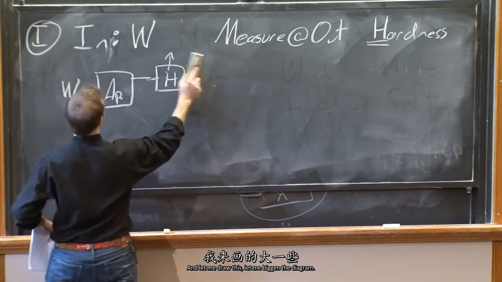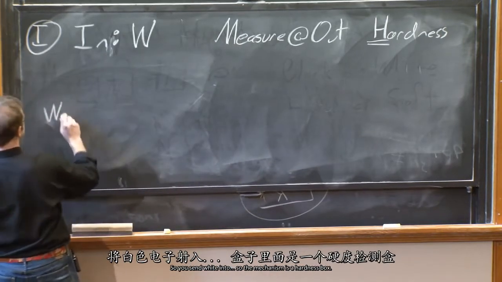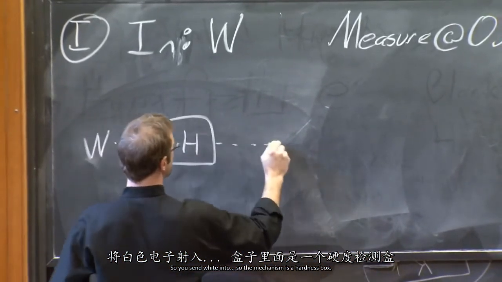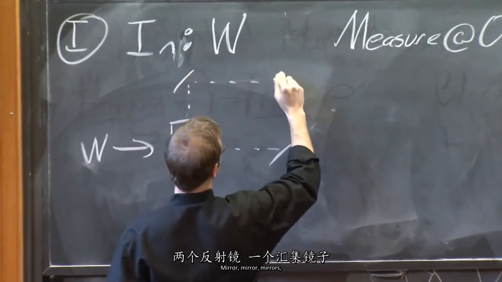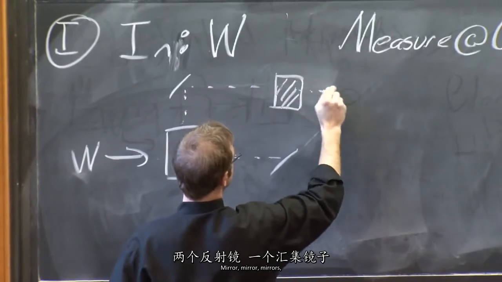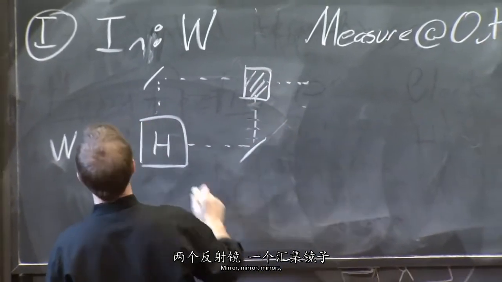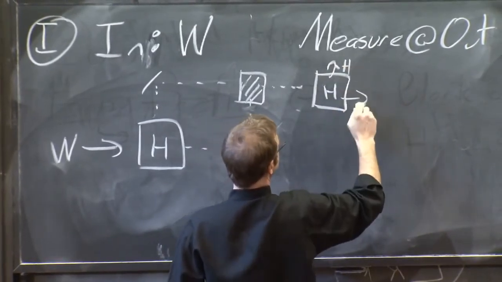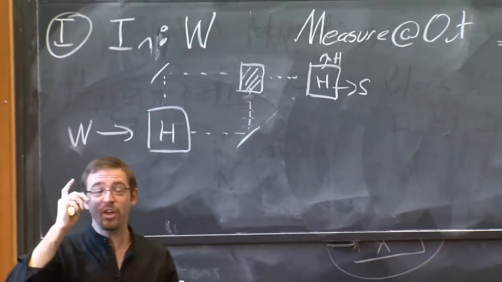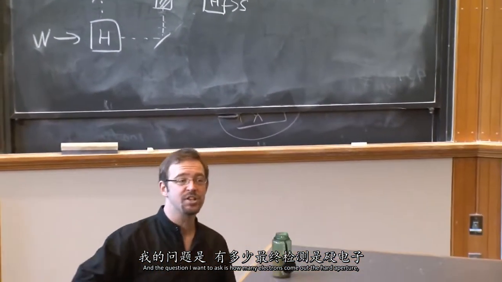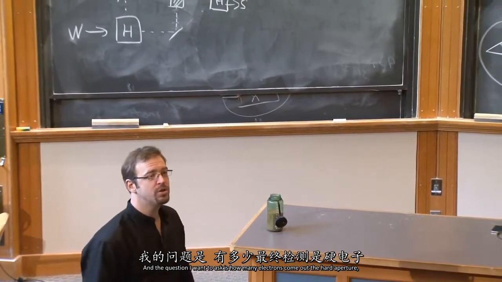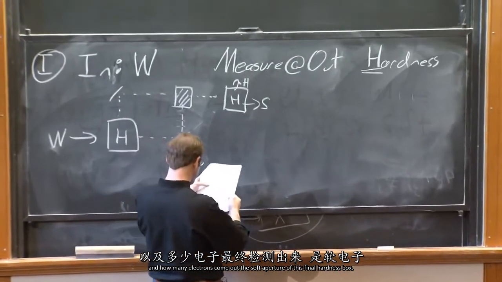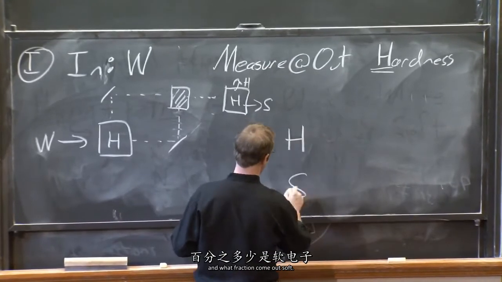Let me draw this. Let me embiggen the diagram. So you send white into the mechanism: a hardness box, mirror, mirror, and now we're measuring the hardness out. The question I want to ask is, how many electrons come out the hard aperture, and how many come out the soft aperture of this final hardness box? I'd like to know what fraction come out hard and what fraction come out soft.